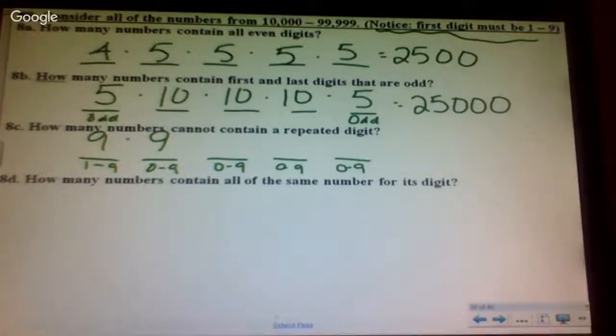Okay, so hold up. So let's say we pick a 5 for here. My options were 1 through 9, and I picked a 5. Now my options are 0 through 9. 0 through 9 altogether have how many numbers? 10. If I've taken away 5, how many options do I have? 5. 9. How are we getting 5?